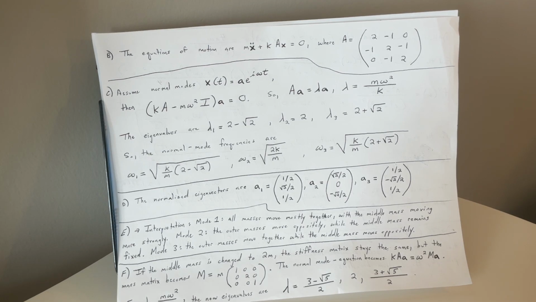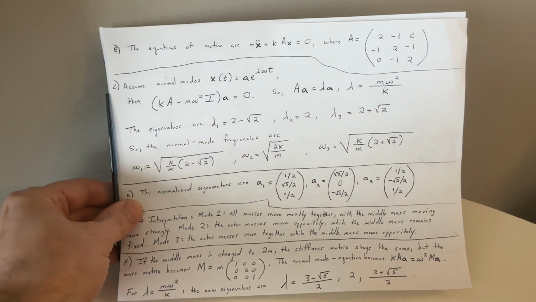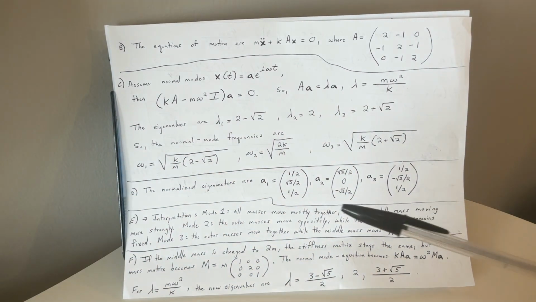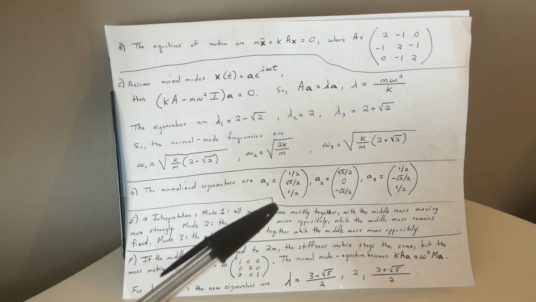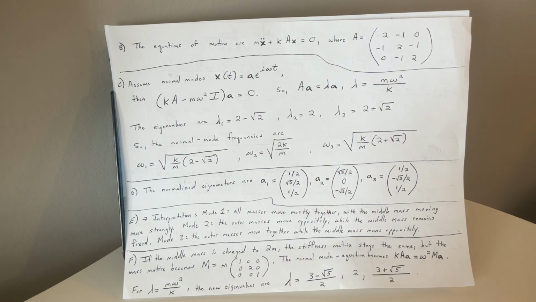And for part E, we want the interpretation of this. Mode 1: all masses move mostly together, with the middle mass moving more strongly. Mode 2: the outer masses move oppositely, while the middle mass remains fixed. Mode 3: the outer masses move together while the middle mass moves oppositely.